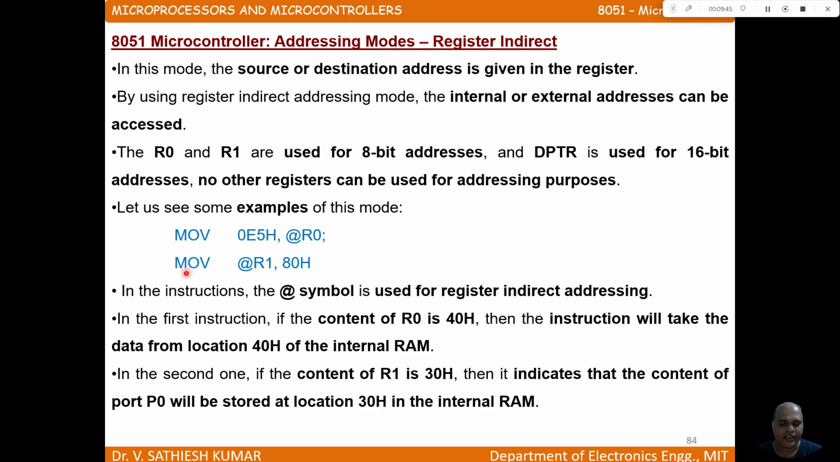In the second instruction, move @R1, 80. So 80 is an address for your port 0. So from port 0 we are going to read the data and move it to the address location specified in R1 register. So we move the port 0 data to the address pointed to by your R1 register.